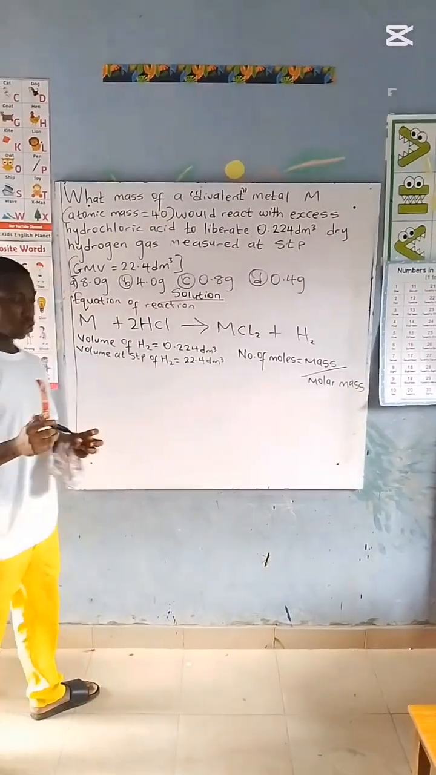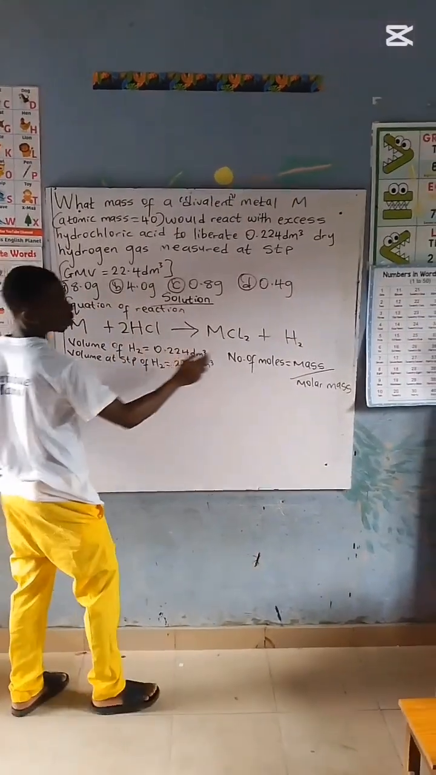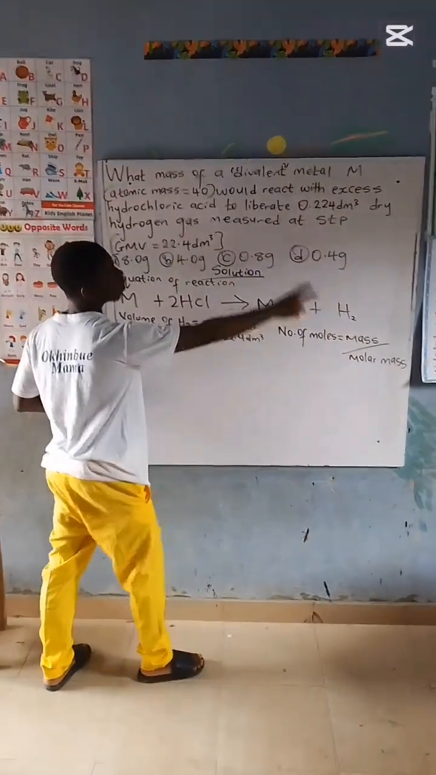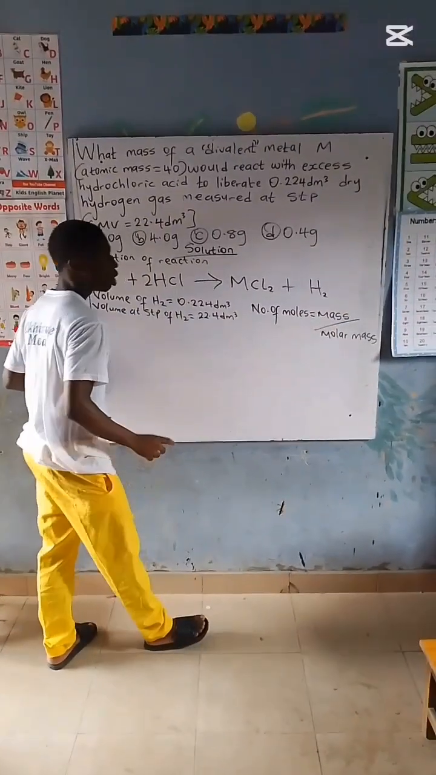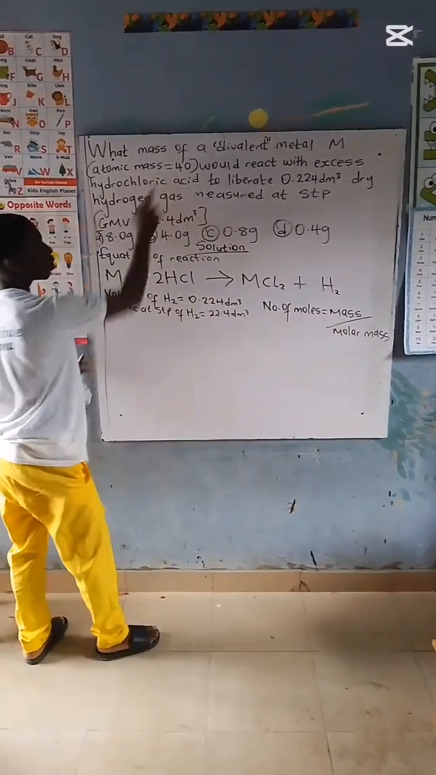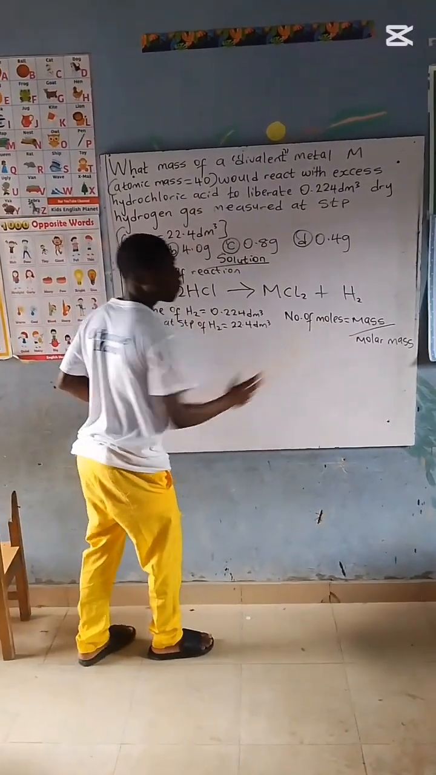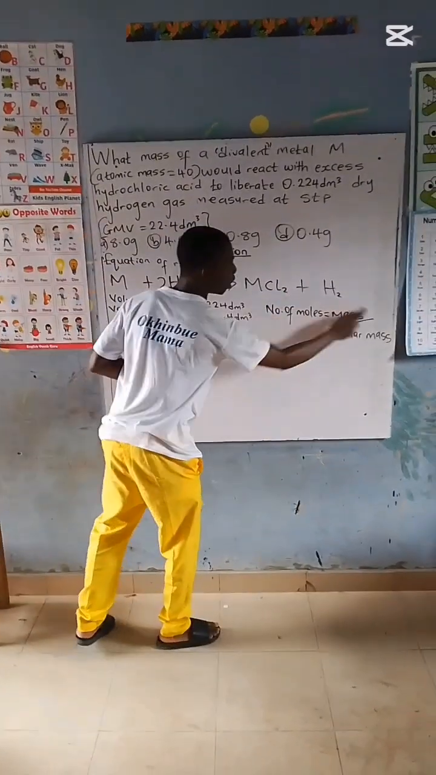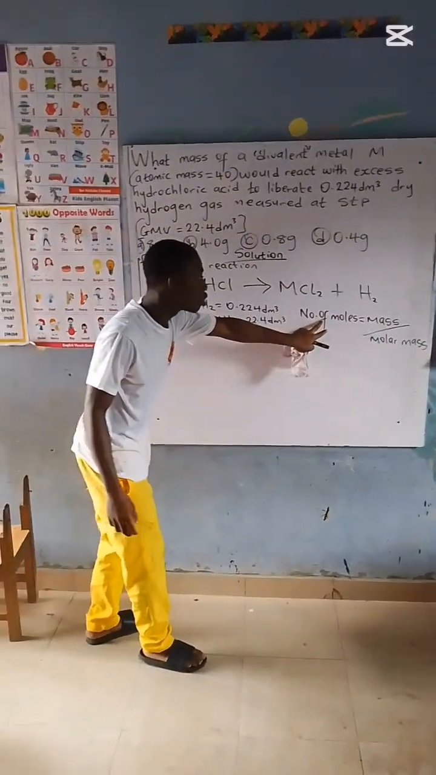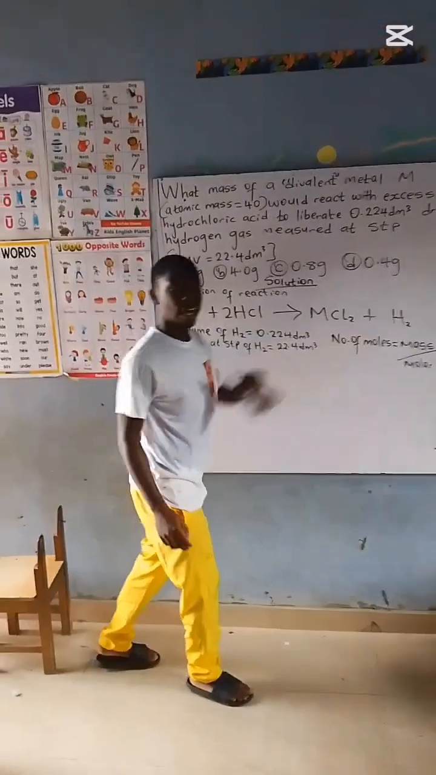Stick with me, we are getting somewhere. Now with the question, this is the mass we are looking for of the metal M. We are given the molar mass, 40, but we don't have the number of moles. So how can we use this formula? We can get the number of moles from hydrogen gas.